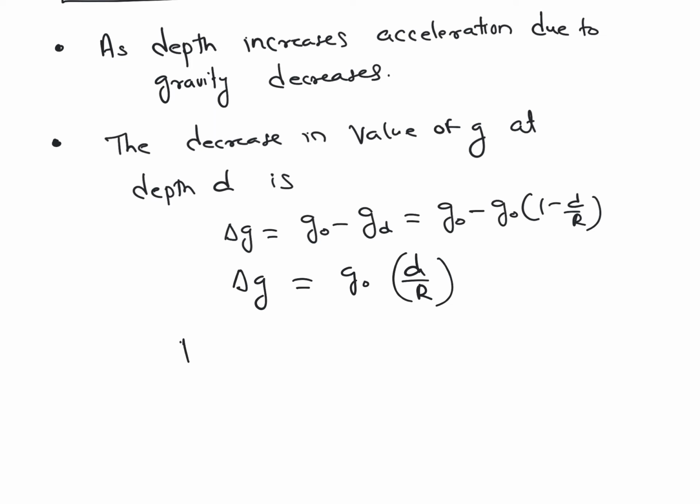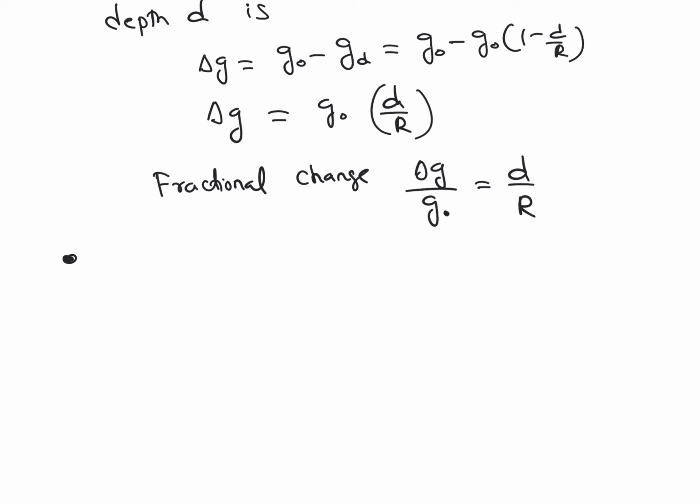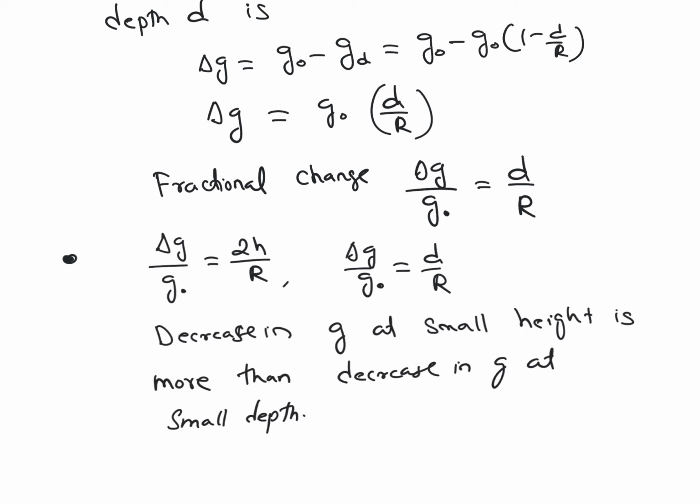Sometimes they will ask to find the fractional change. The fractional change is the change in value with respect to its original value, which is equal to d divided by R. As we discussed for height, the fractional change is 2h divided by R for small values of h, and with respect to depth the fractional change is d divided by R. With respect to height it is 2h by R, so we can say that the decrease in g at small height is more than the decrease in g at small depth.